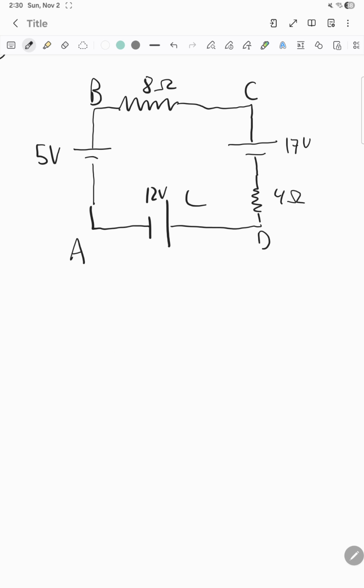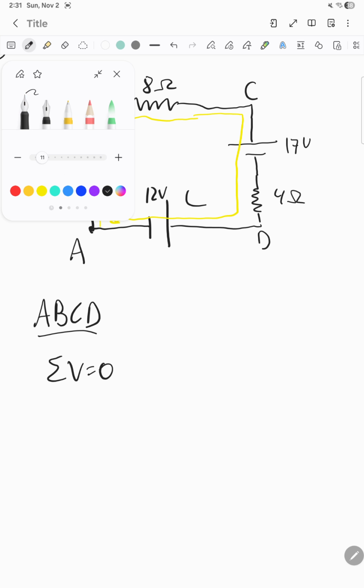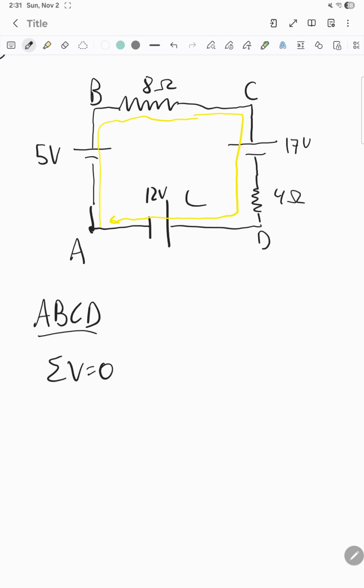So we'll apply Kirchhoff's law. In this loop ABCD, we'll take the sum of the voltage equal to 0. And so let's start. Let's follow our little electrons, their little adventures. All right, so they go like this. So this will be positive 5 volts, right? Because it goes negative, positive, and then it goes 5, so plus 5, right? Because it goes like this.